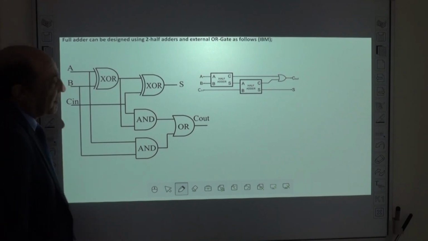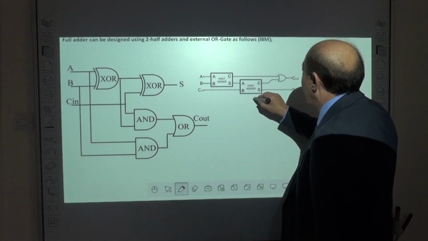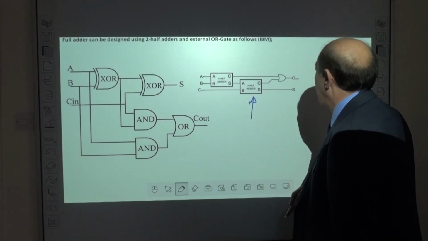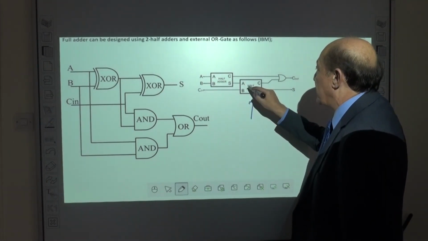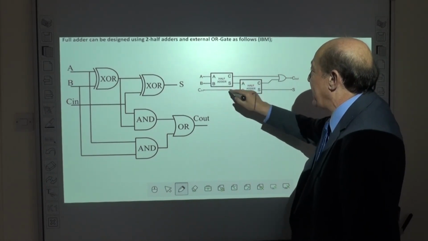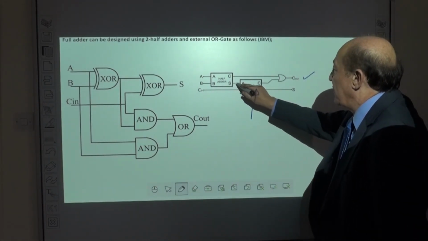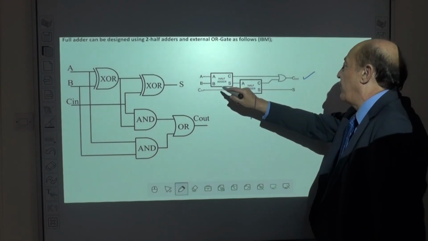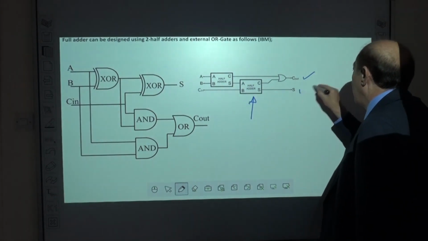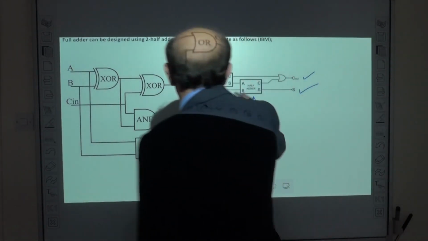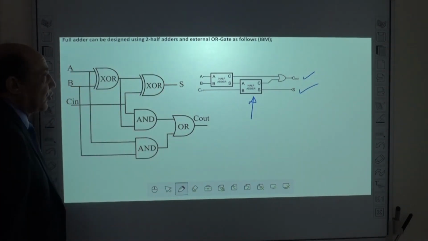IBM designed in 1970 a circuit to build a full adder from 2 half adders. So to the first half adder we apply A and B, to the second the sum with C, and the two carries are ORed to generate the carry out, and the sum from the second half adder is exclusive ORed with the carry in to output the sum. So this is the design of a full adder using 2 half adders.